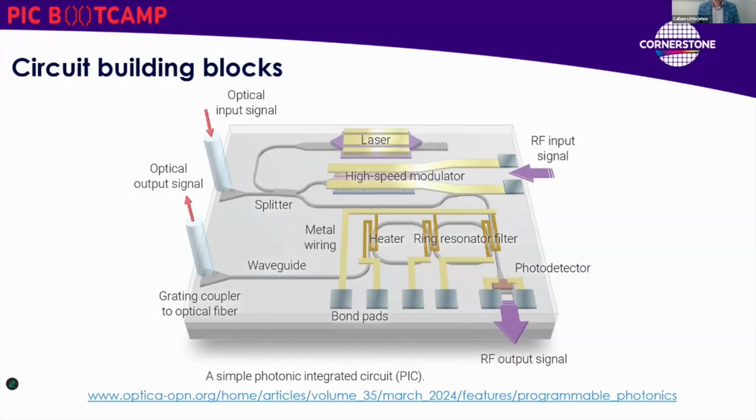And there are a whole host of different means of achieving this, but we won't go into the detail of that today. And then at the other end of your circuit, once you've transmitted and done some optical operations on your signal, you'll typically need to convert it back into an electronic signal for further processing. And this is done using a device called a photodetector. So the combination of all of these different components means that we can interact optical and electronic signals.